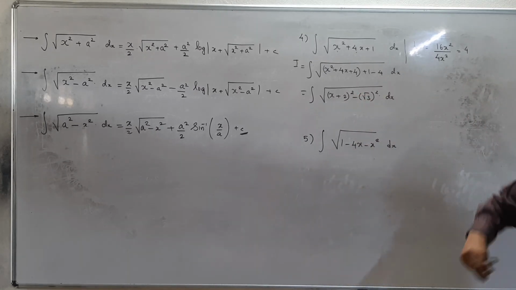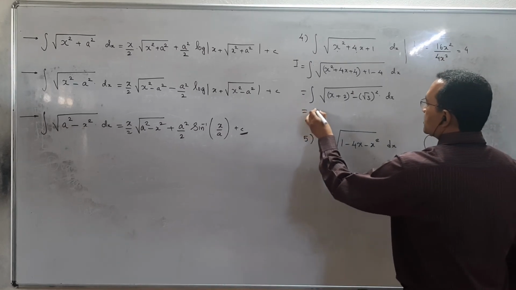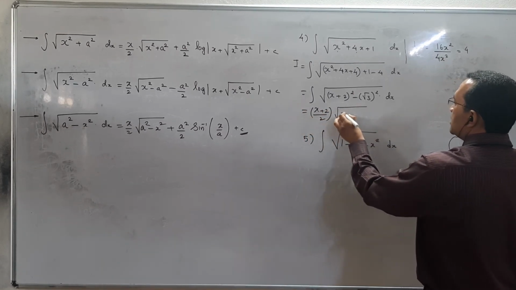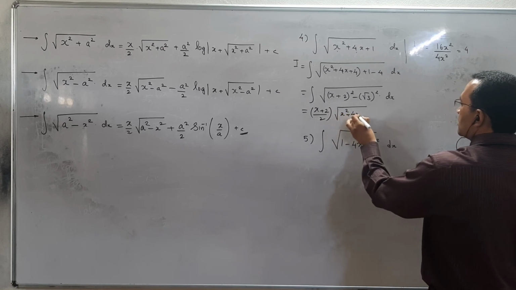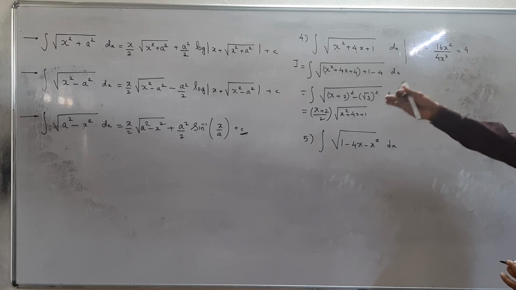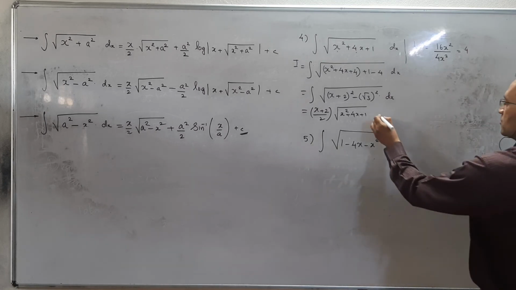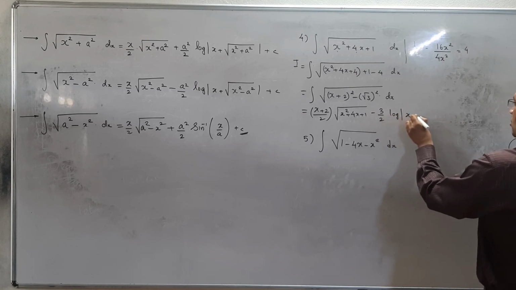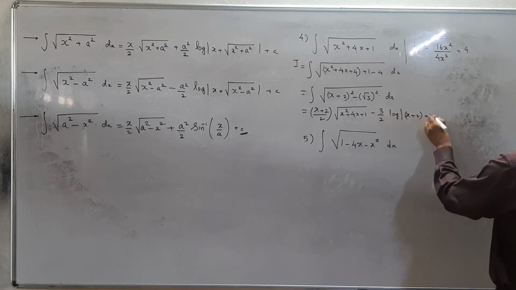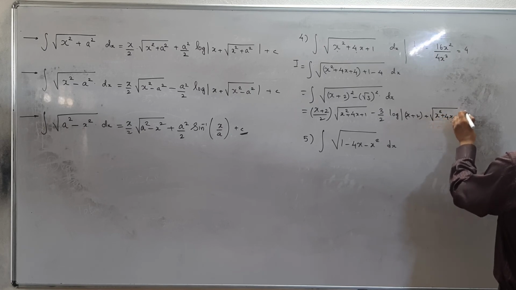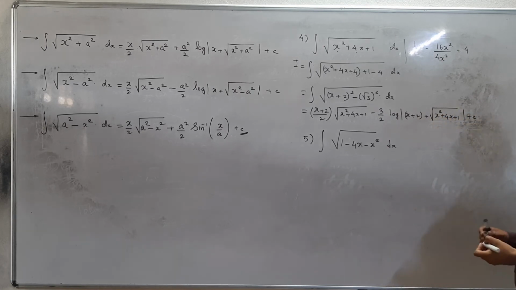So the second formula to apply: x by 2, so x plus 2 by 2 into the given integrand, minus a square by 2, so minus 3 by 2 log mod x plus 2 into under root of x square plus 4x plus 1, plus c. This is your answer, students.